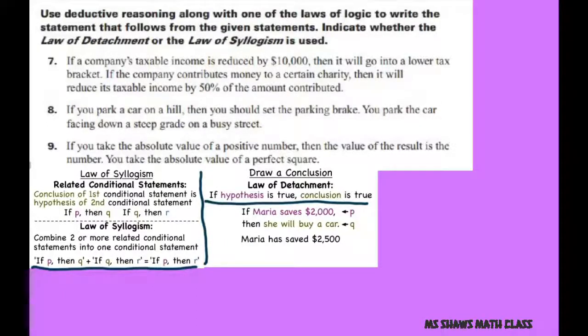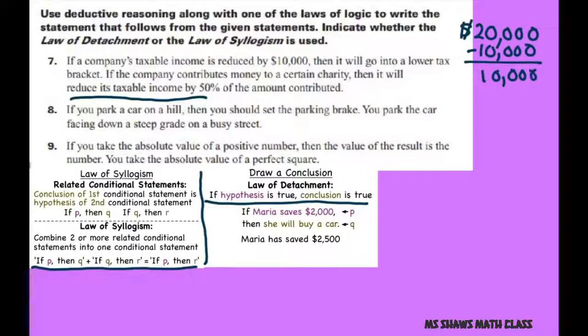If a company's taxable income is reduced by 10%, then it will go into a lower tax bracket. If the company contributes money to a certain charity, then it will reduce its taxable income by 50%. That means its original taxable income was $20,000, because 50% of $20,000 is $10,000, and that leaves you with $10,000. All right, so let's see what this is.